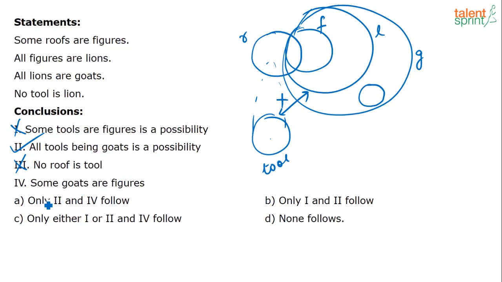Now the fourth conclusion, some goats are figures. Yes, see, goats is the bigger set, figures is the smaller set inside that. So definitely these goats are figures. So this conclusion follows. So option A is correct, only 2 and 4 follow. That will be our answer. Let us look at the next question.